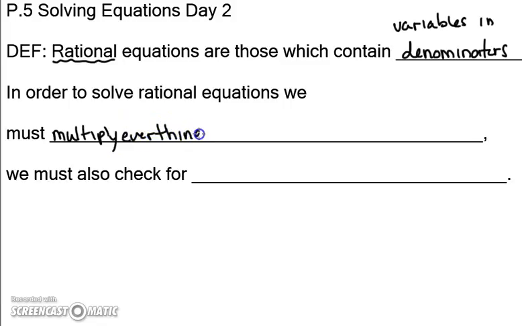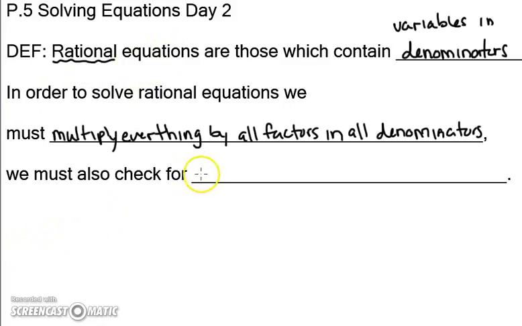So all terms by all factors in all denominators. So we're going to need to factor every denominator and then multiply each term by each factor in every denominator. What that's going to do is it's going to allow us to cancel out all the denominators, and it's going to leave us with generally either a linear or a quadratic equation. But because we have denominators, we're going to need to check for extraneous solutions.